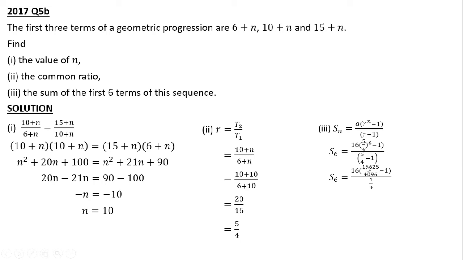Subtract 15,625 by 4,096. You are going to get 11,529. So from there, divide 16 into 16. 16 into 4,096 is going to give us a 256. Multiply 11,529 by 4 divided by 256. Sum of 6 terms will be equal to 180.14.